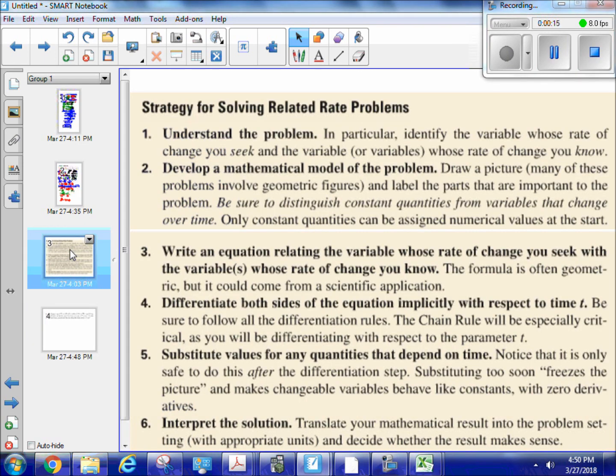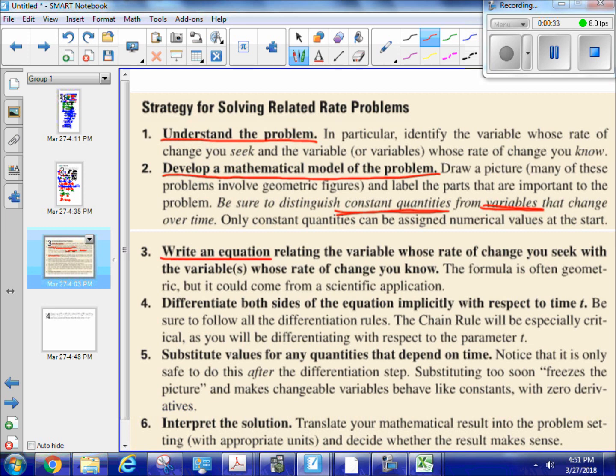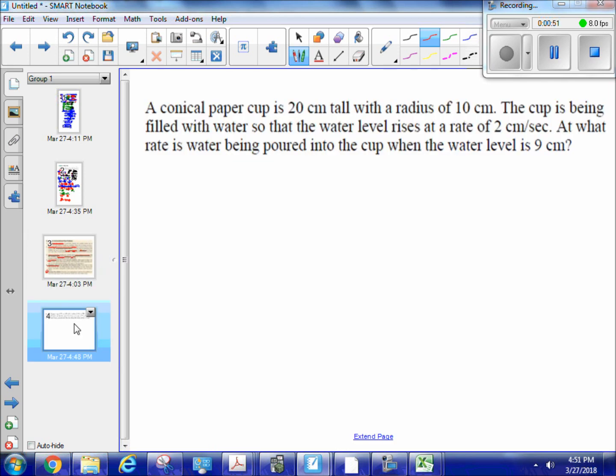We're going to first try and understand the problem, which I like to do as I read it. I like to develop a mathematical model of the problem, mainly through drawing it with pictures and making sure I understand what is constant and what is variable. Once I do that, I'm going to write an equation relating the variable whose rate of change I seek with the variable whose rate of change I know. Once I get that, I can differentiate both sides of the equation, substitute in my values, and then I'm going to have an answer. So let's look at this problem.